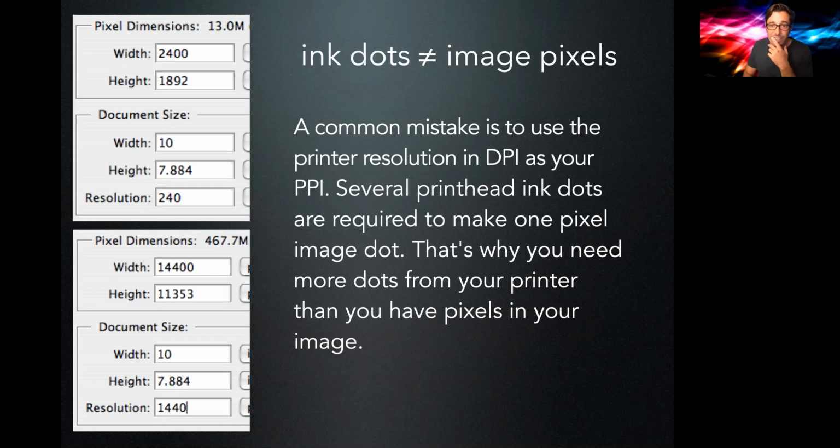People do make this mistake where they use the printer resolution in DPI as PPI, and they get into trouble. So don't confuse those. They are different. 1440 resolution is a lot of information. You can see the difference here where we have a 13 megabyte image, and we have up-resed it. We've gone from 240 to 1440, and look at how large the file is. It's almost 500 megs. It's a big file.